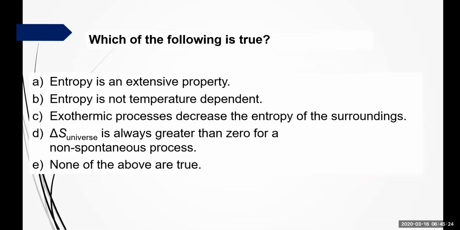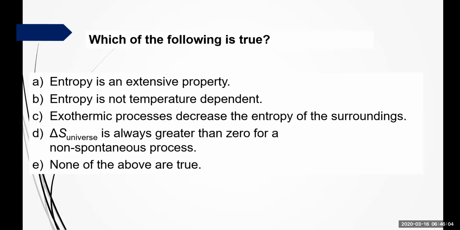This next one: which of the following is true? Now, there are several different statements, right? And so as we go through this, when we get a new question, go ahead and pause it and think about what you're doing. Then you can always play the video again once you're done, because I'm just going to start explaining right away. So which of the following is true? It's asking us: entropy is an extensive property; entropy is not temperature dependent; exothermic processes decrease the entropy of the surroundings; delta S of the universe is always greater than 0 for a non-spontaneous process; or none of the above is true.